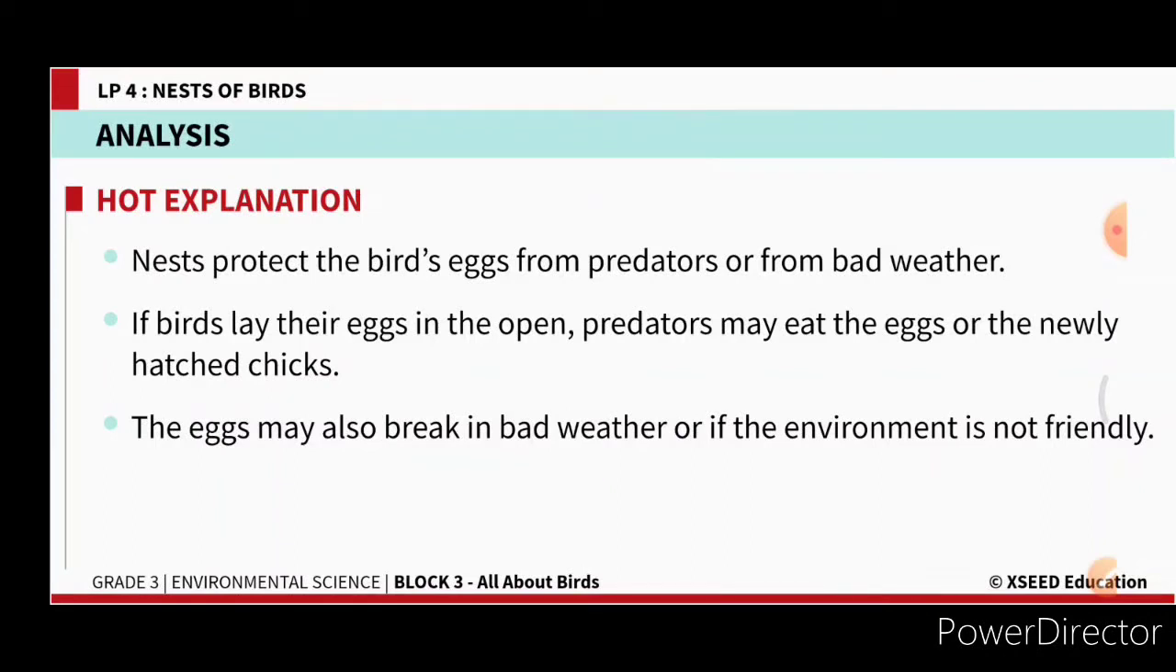Second point, if birds lay their eggs in the open, predators may eat the eggs or the newly hatched chicks. This is why we see the nests on the tree tops, so that most of the animals can't reach them, in order to protect them. If they lay the eggs in the open, predators may eat the eggs or the newly hatched chicks. The eggs may also break in bad weather or if the environment is not friendly.